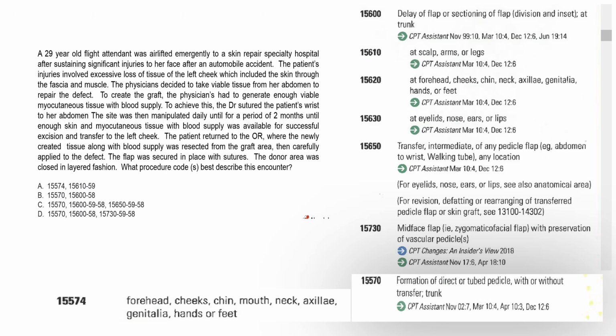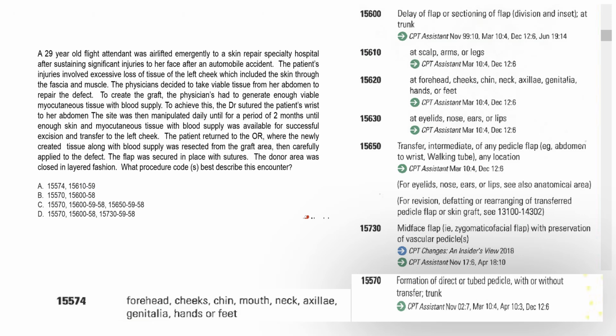Now we have the various codes. So what has happened here is there is a cheek area where the injury was, and they have taken the flap. Why flap? Because the blood supply to the graft was intact, or they allowed that blood supply to develop, then it becomes a flap. They have taken it from the trunk and transferred it to the cheek. So these are the important things for us to zero down our code.